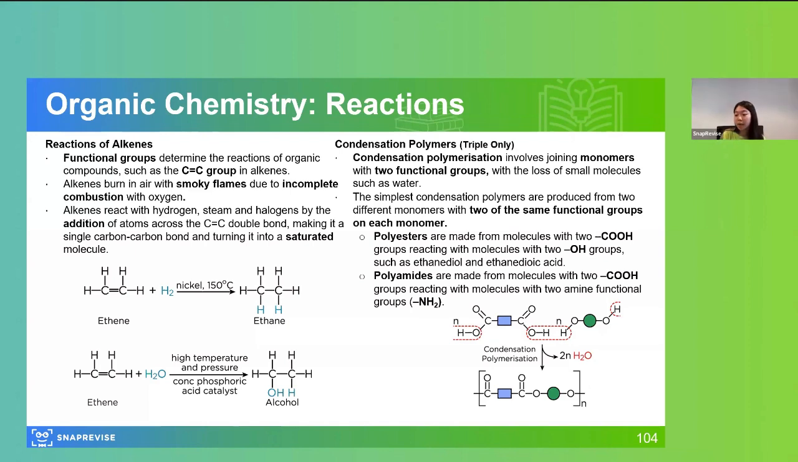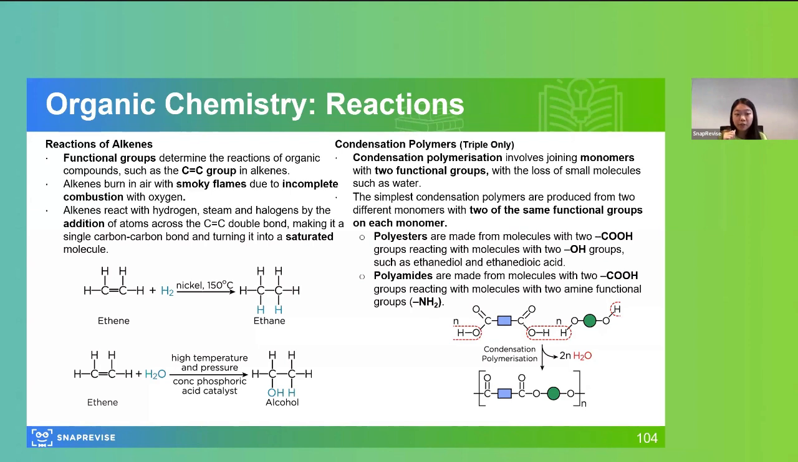What happens with addition polymerization essentially is that, oh, okay, I see. Sorry, this is a different slide. Ignore the condensation polymers on the right side. We're going to ignore that. So first, we're going to talk about the reaction of alkenes. The functional group of alkenes is the C double C bond. Ignore everything on the right side. I'm so sorry about that.